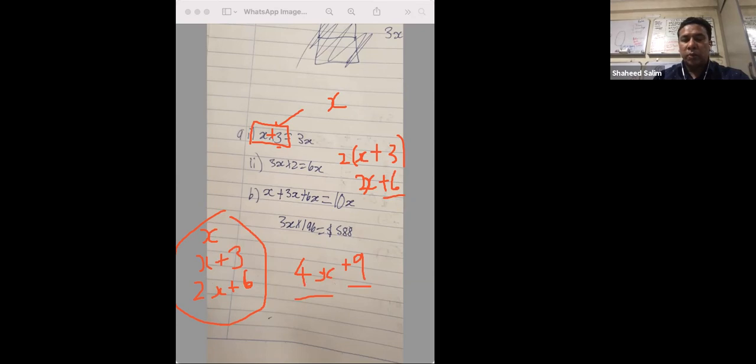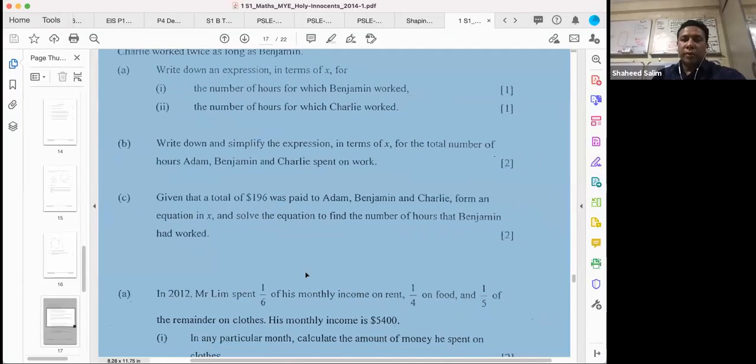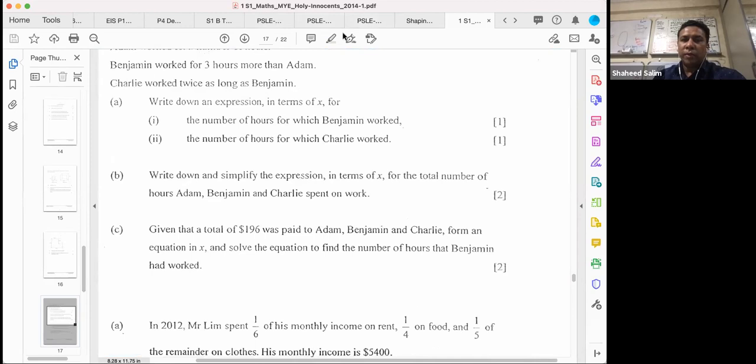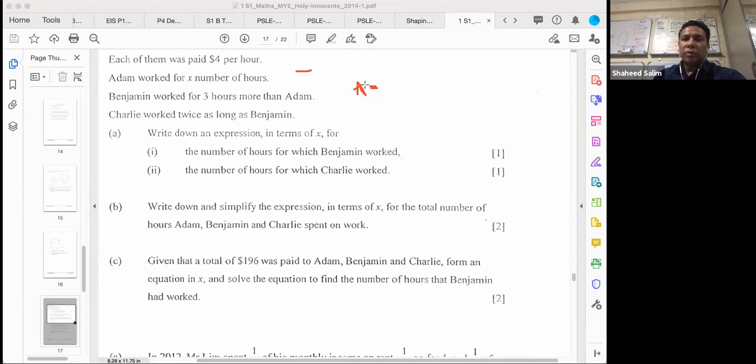Now we do the next one, given that the total amount paid to them is 196. Form an equation. Okay, we got to go back to this screen. Just now, we wanted to find out how much he got paid. Adam worked for X hours, and 1 hour is $4. So Adam got paid $4 times X.